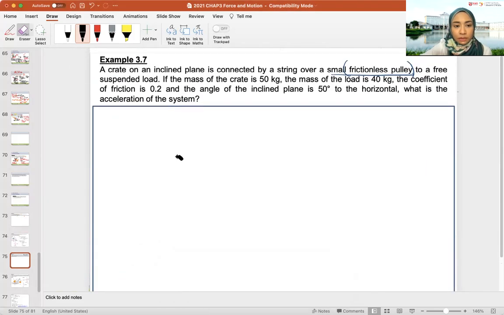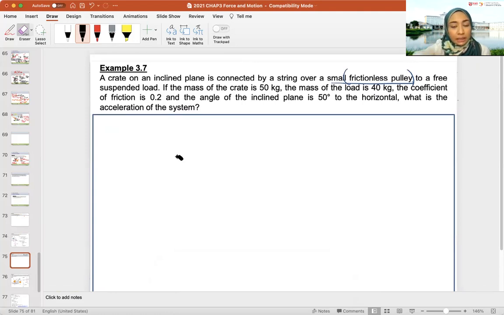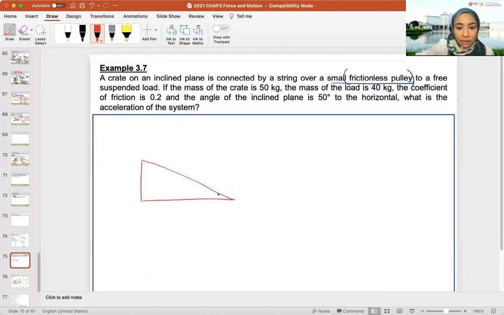Sekejap. Okay, so let's do this one. A crate on an inclined plane is connected by a string to a free suspended load. So saya akan lukis gambar, kasih hint kat korang, lepas ni korang solve kan. So small frictionless pulley, it is on a free suspended load. Sekejap. Kita cakap incline kan? Oh, it's an incline. And the angle of the inclined plane. Okay. So ada incline. So kita anggap dia macam ni. So this is 50 degrees. Your box is over here.